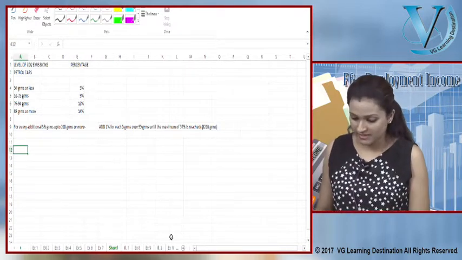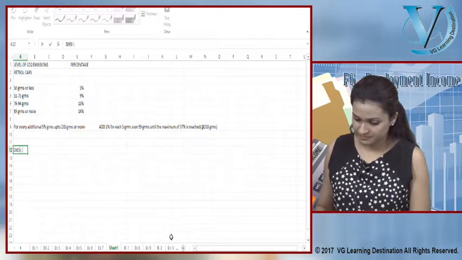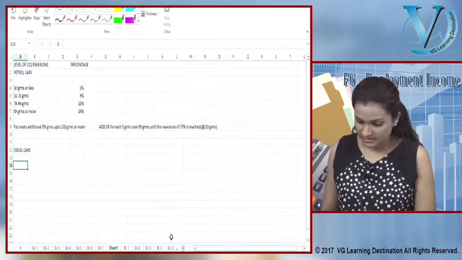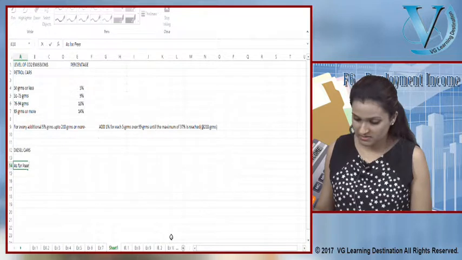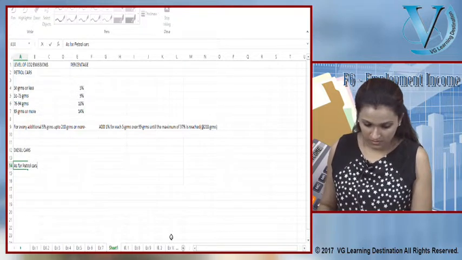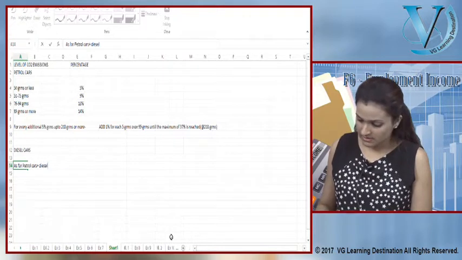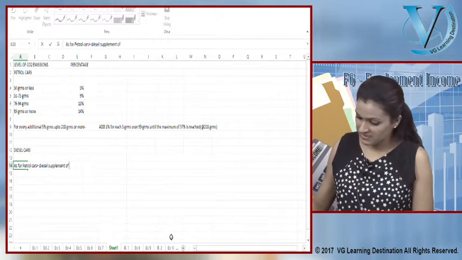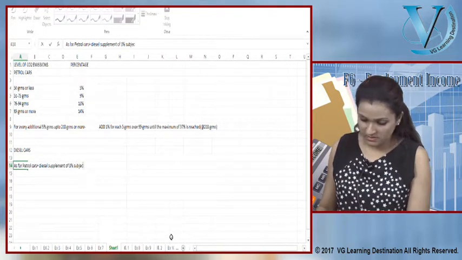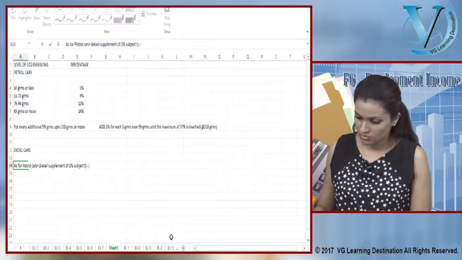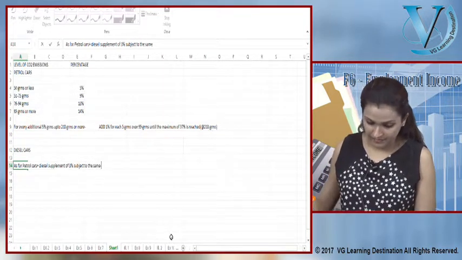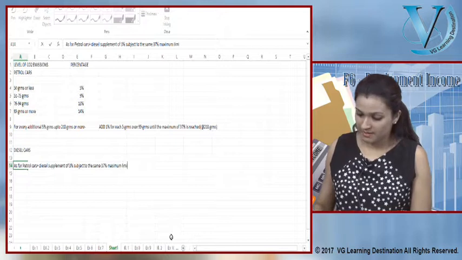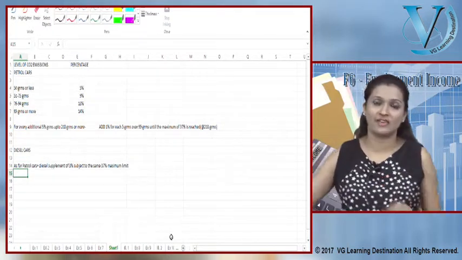What happens if your car is a diesel car? For diesel cars, it is the same as for petrol cars, plus a diesel supplement of 3%, subject to the same 37% maximum limit. Now this chart would be provided to you in your rates and allowances sheet.